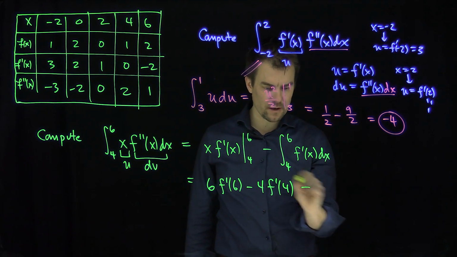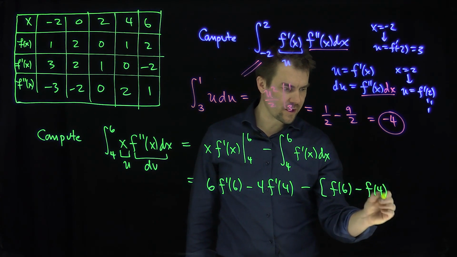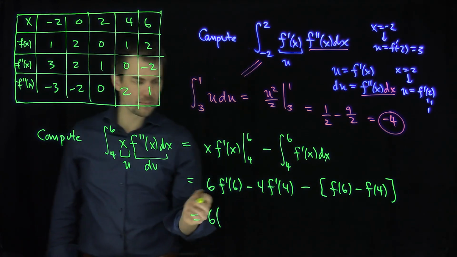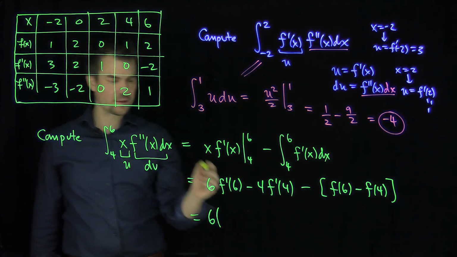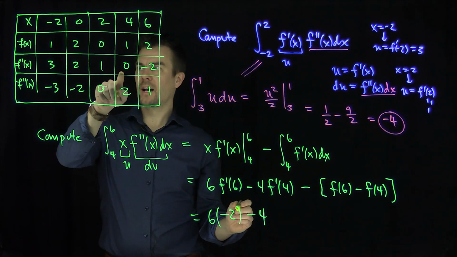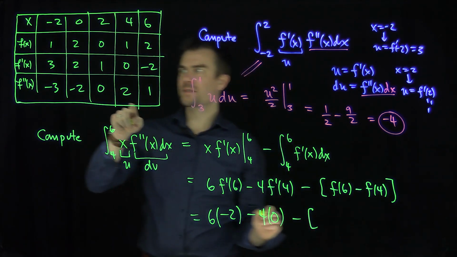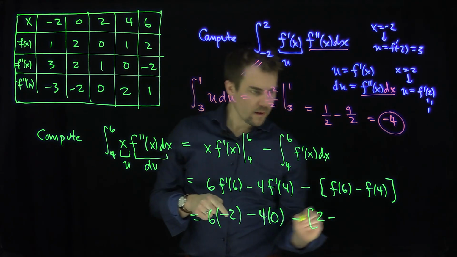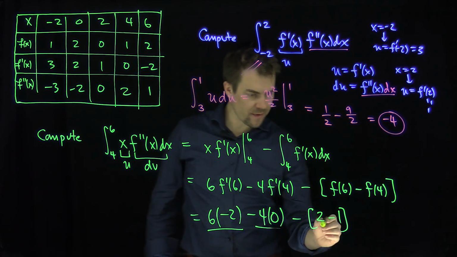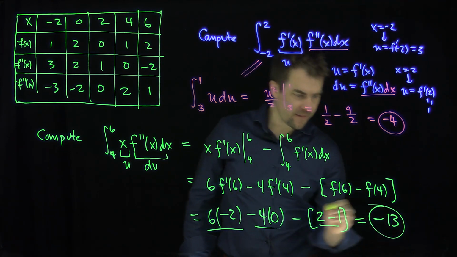And I can use the fundamental theorem of calculus here. So minus f of 6 minus f of 4, because when you integrate a derivative, you get rid of it. Now we've got to plug in all these values. 6 times f prime of 6 is 6 times -2, minus 4 times f prime of 4, which is 0, so that term goes away. Then minus f of 6, which is 2, minus f of 4, which is 1. So this is -12, that's 0, and then minus 2 minus 1. So I have -12 minus 1, which is -13, and that's the value of the integral.